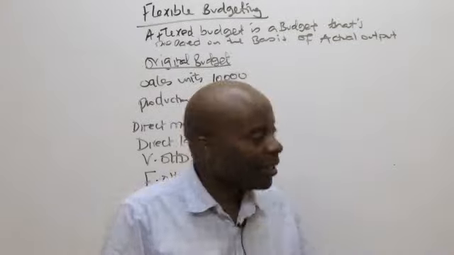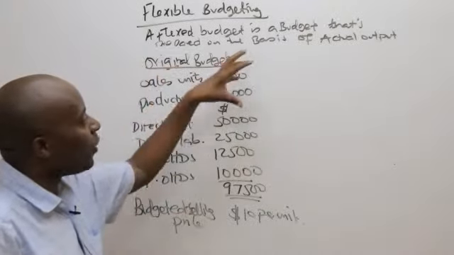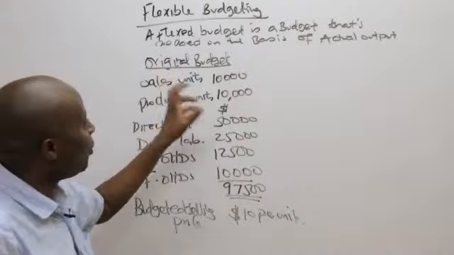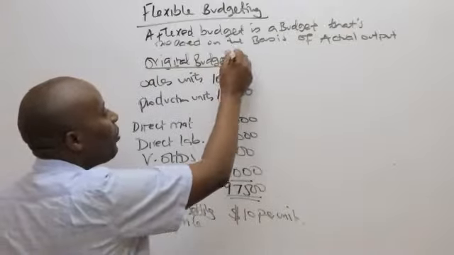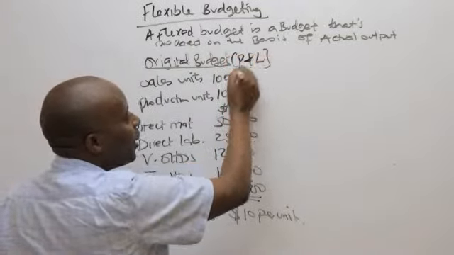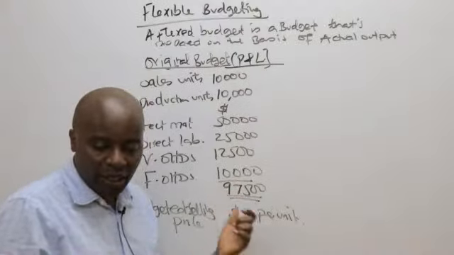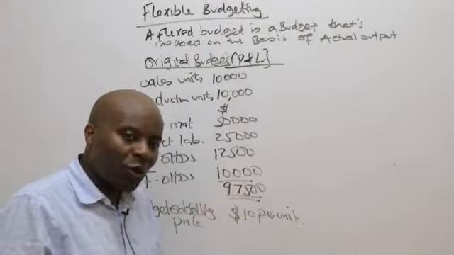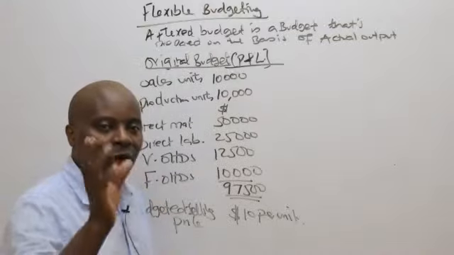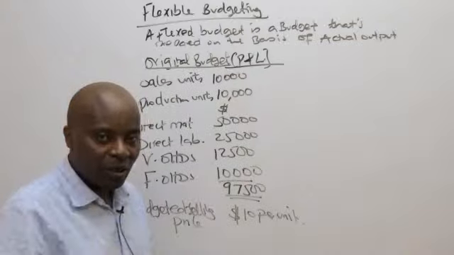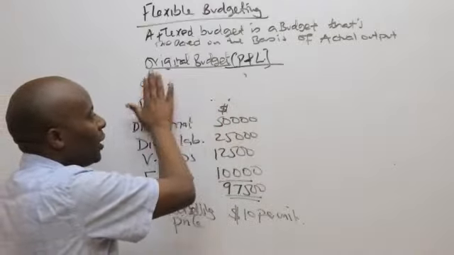Now here we are. When you give me this kind of budgetary information and you want me to flex your budget, the first thing that I will do is to prepare the original budget. This original budget is basically a profit and loss account, where we need to tell our examiner whether we have a profit or a loss. How do we get our profit statement? We normally take revenue minus cost.